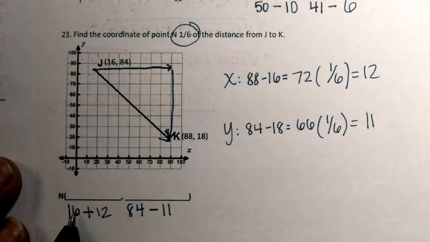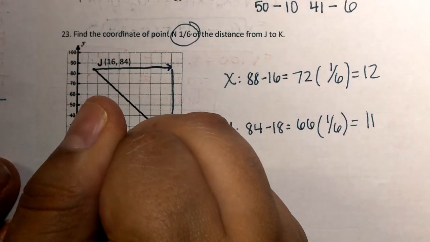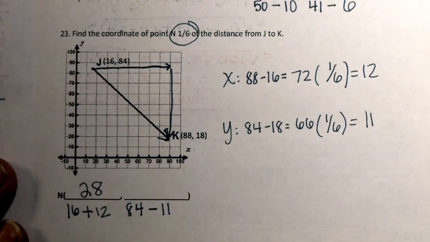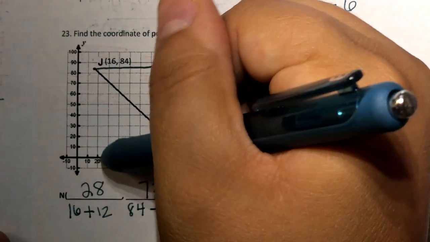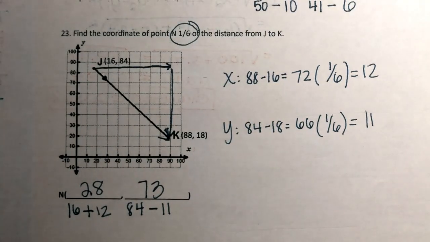And then just do the math. What is 12 plus 16? 30. No, 28. What is 84 minus 11? 73. Bam. And then again, make sure, is 28, 73 about on my line? Does that make sense? It would be 1/6 of J to K. That's how I got it.